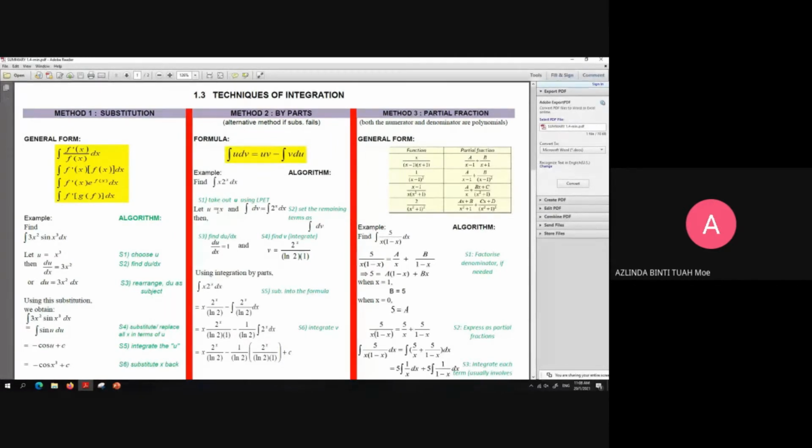Let's go through all the steps. Step number 1, take out the u. Step number 2, take everything, the remaining terms, as integral dv. Step number 3, find the du per dx. Step number 4, integrate the second part to be v. Step number 5, substitute into the formula from the yellow box here. Step number 6, the last one, just integrate the end part here, integrate v du. So once you have done the integration, plus C, that's it. Any questions? Parts?